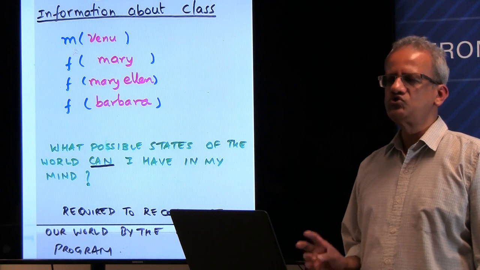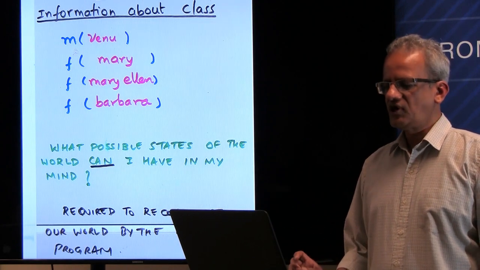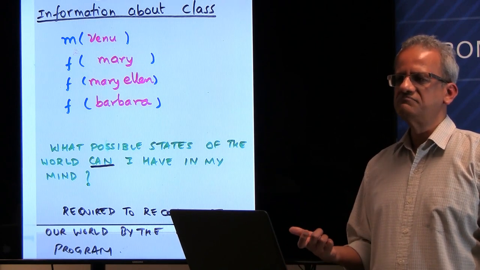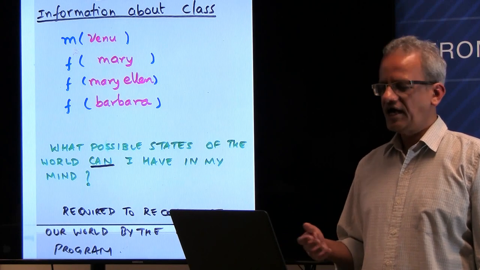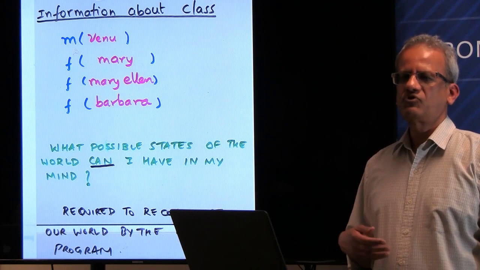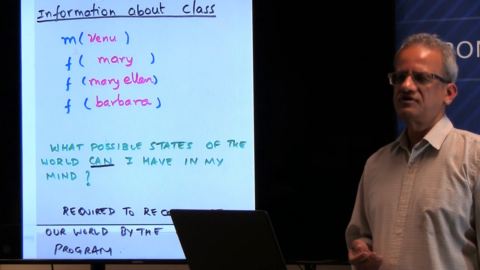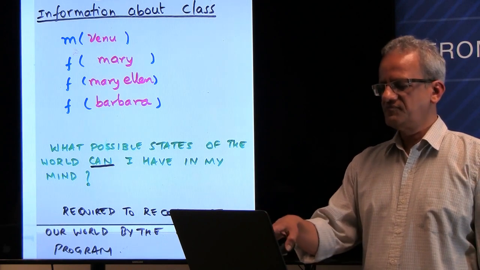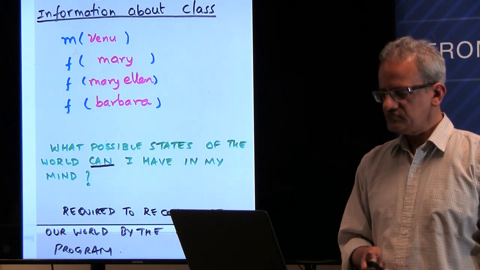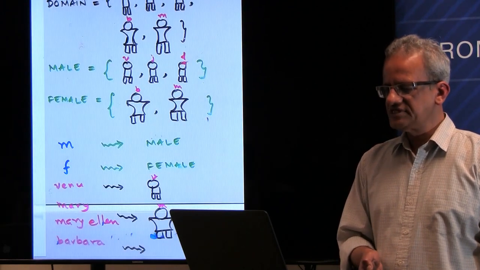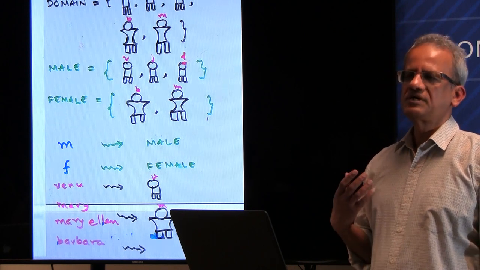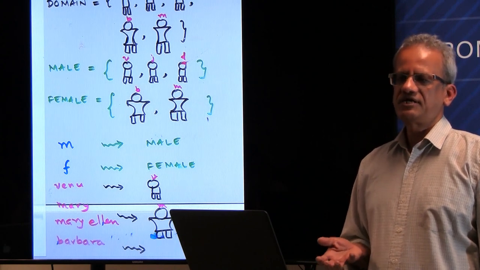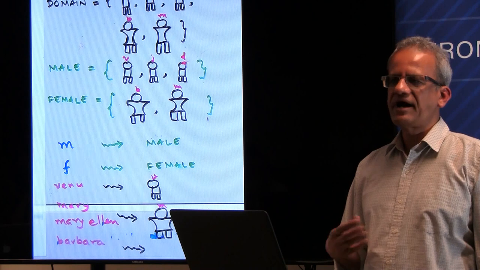Right, so here there are two kinds of entities. I have the things in red, which are symbols that correspond to objects in the world, and then I have things in blue that correspond to collections of objects in the world. I'm saying that M is true of Venu, F is true of Mary, and so on. Given that piece of syntax, in order to understand this, we need to connect the syntax with semantics. So let's first talk about what a semantic structure is.